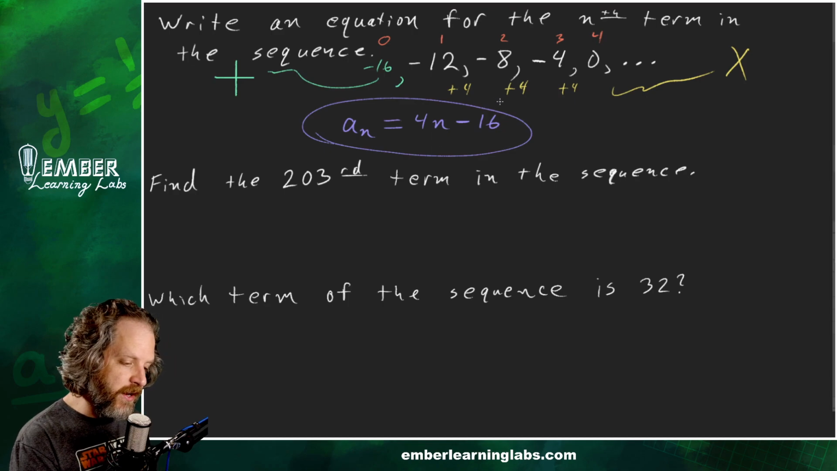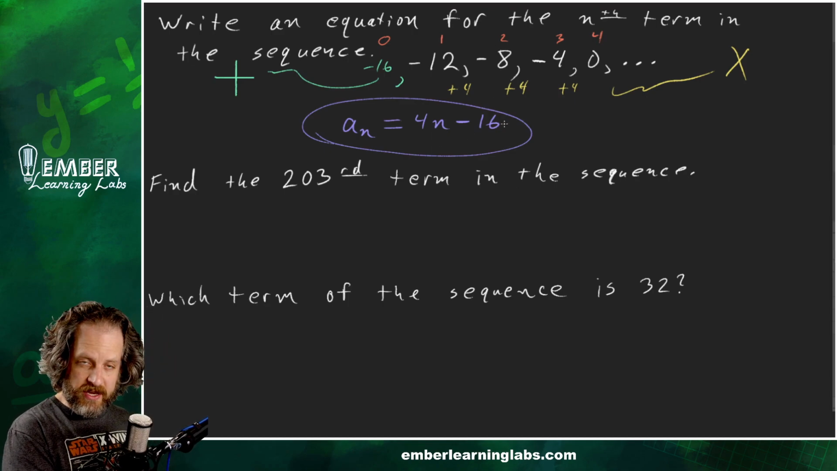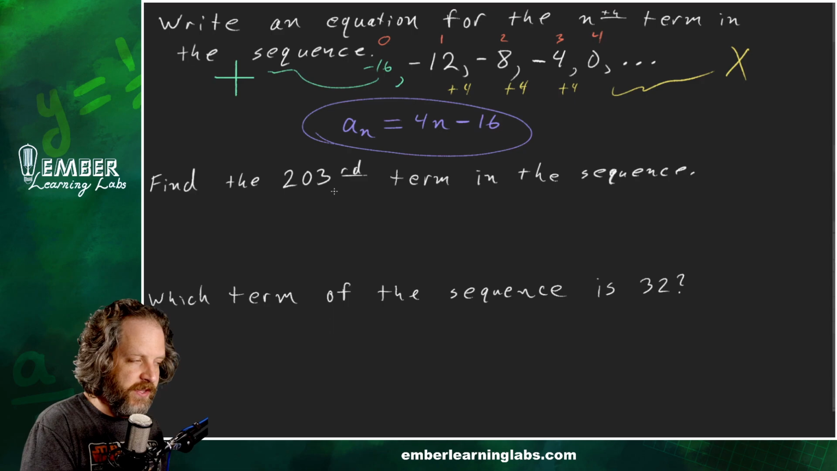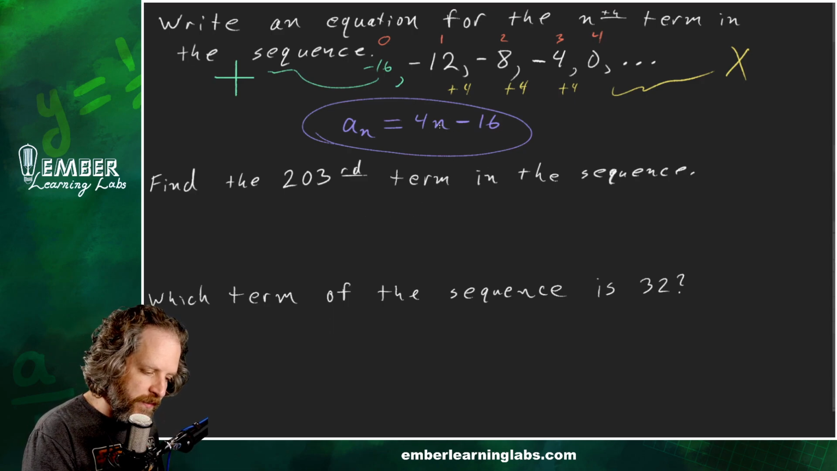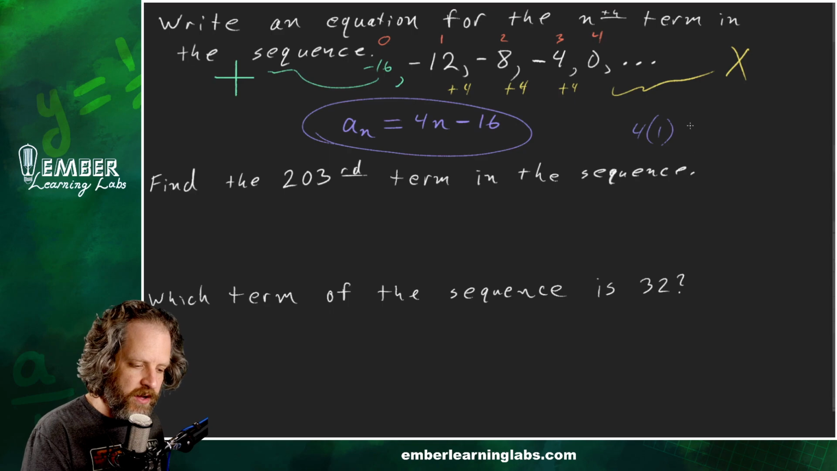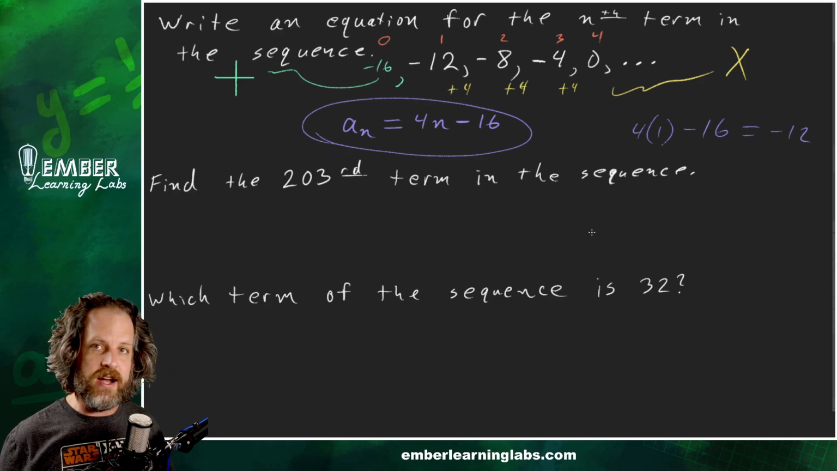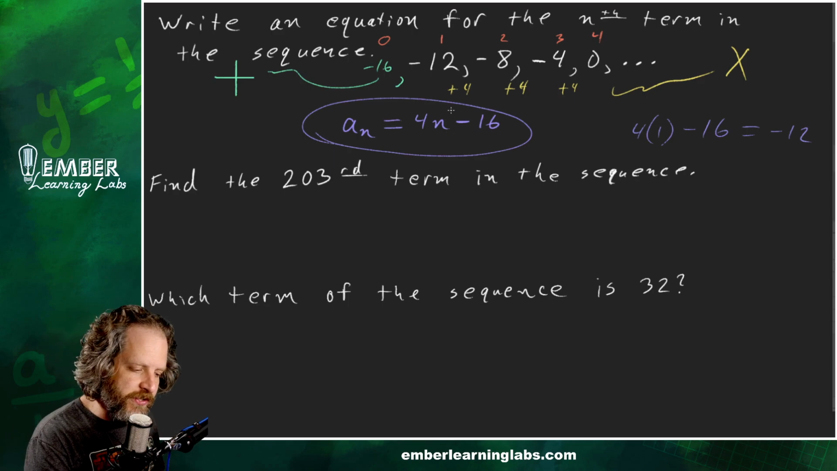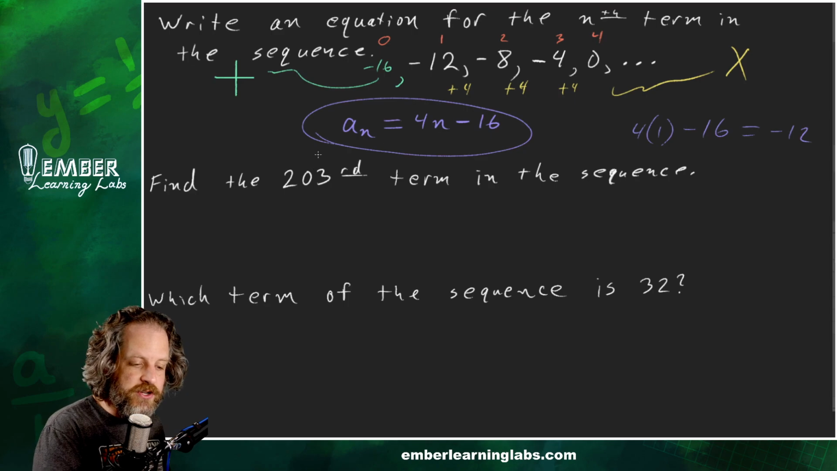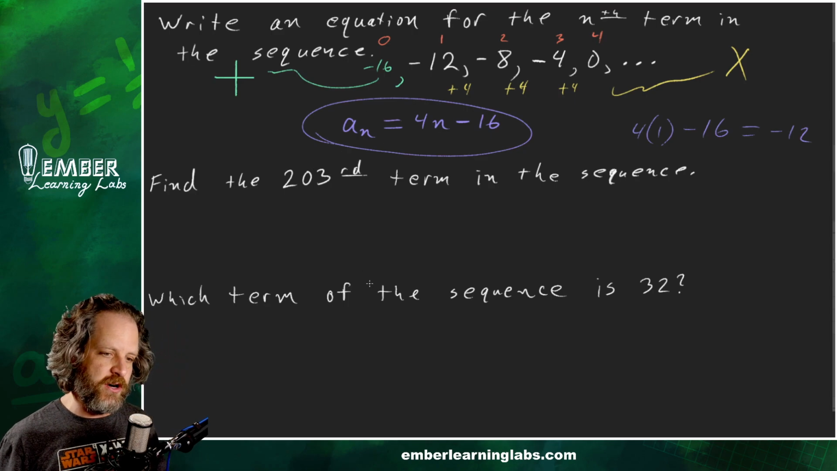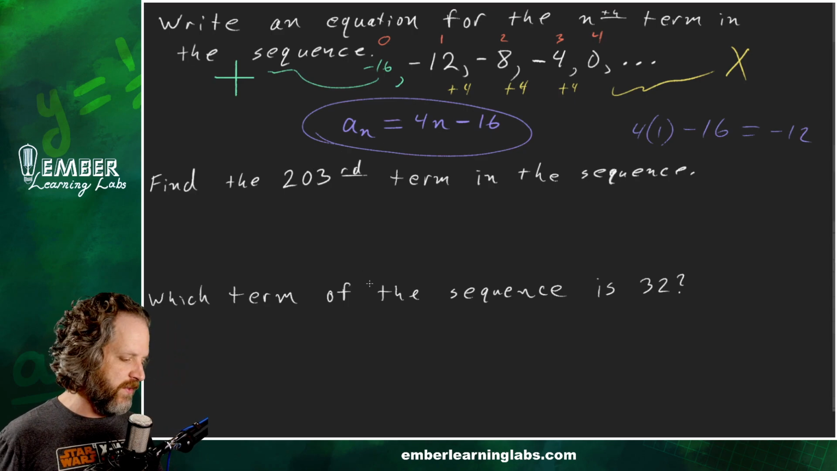To use this the normal way, and we're going to do this with this one here in a minute, we put the number of the term. So if we wanted to find negative 12, you'd put 1 in there. So 4 times 1 minus 16 equals negative 12. You can check it on your calculator or do the math yourself or whatever else, right? You put the number of the term in for n, and it gives you the value of the term. So the number of the term versus the value of the term.